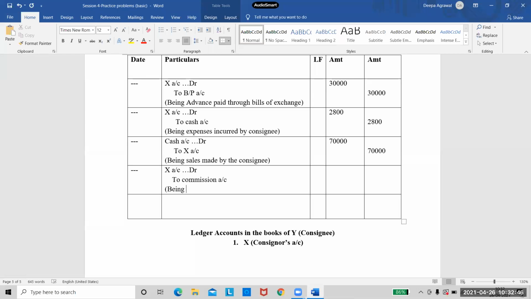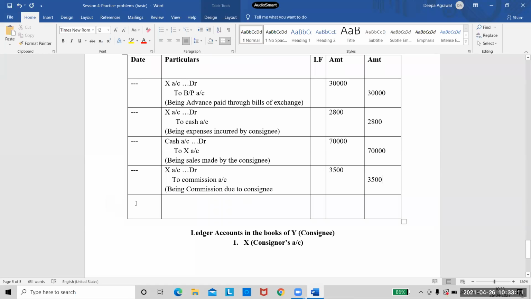Right? So, being commission due to consignee. And how much is consignee's commission? Can anyone tell me quickly? 3,500. Okay. So we have written the commission also.